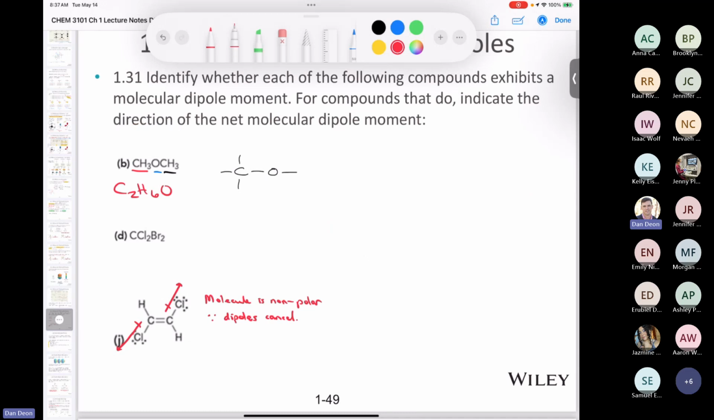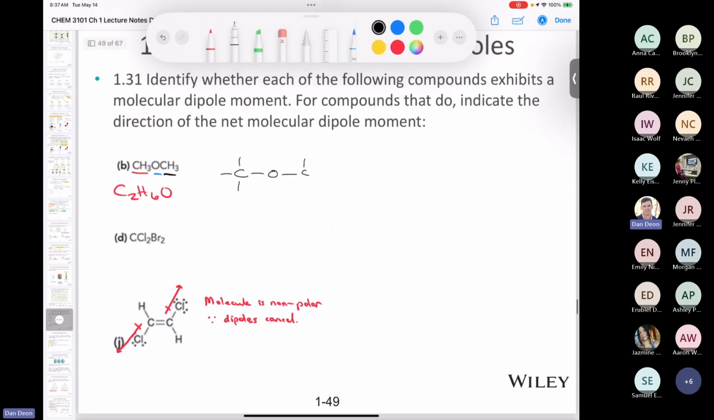But if I just redraw what I had drawn before, we have our carbon and our hydrogen, and we said that the molecule was polar because it has a bent molecular geometry. We have a dipole going in the back, and then we have another dipole coming out in front like this. So we have a dipole here, dipole here, dipole here, dipole here. So those do not cancel each other out. Our net dipole is in this direction.